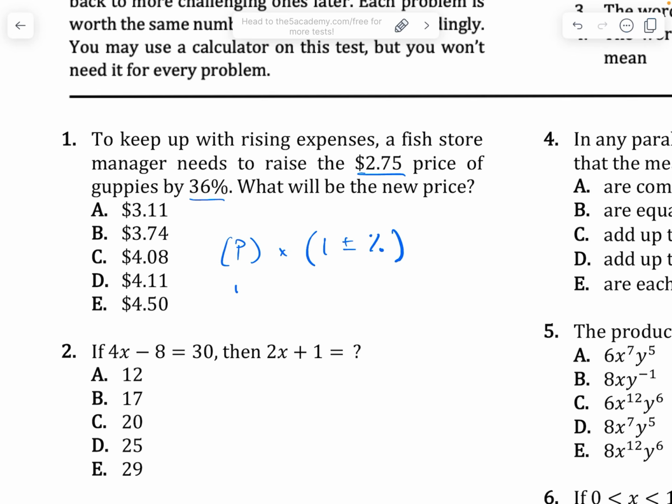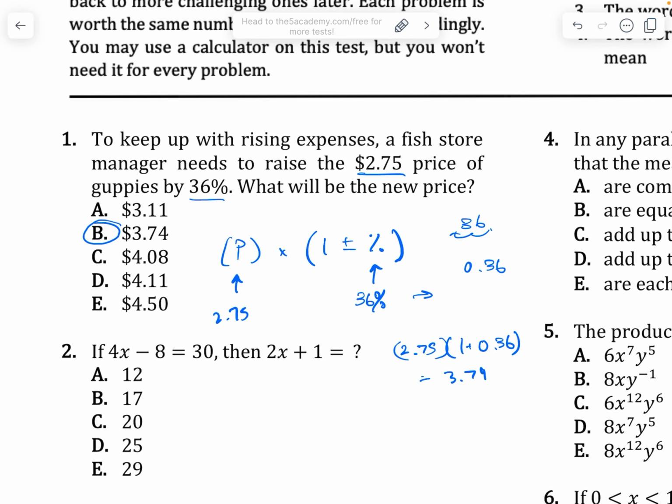So in this case, this number is going to be 2.75. This is just going to be 1, so don't need to change that. And then the percent is what? So 36% written as a decimal is going to be, what you do is you take the number, 36.0%, and you just move the decimal 2 places to the left. So you end up with 0.36, okay? So 2.75 times 1 plus 0.36 is equal to, let me just do it really quick on my calculator, 3.74. Let me see, that's answer option B, okay?